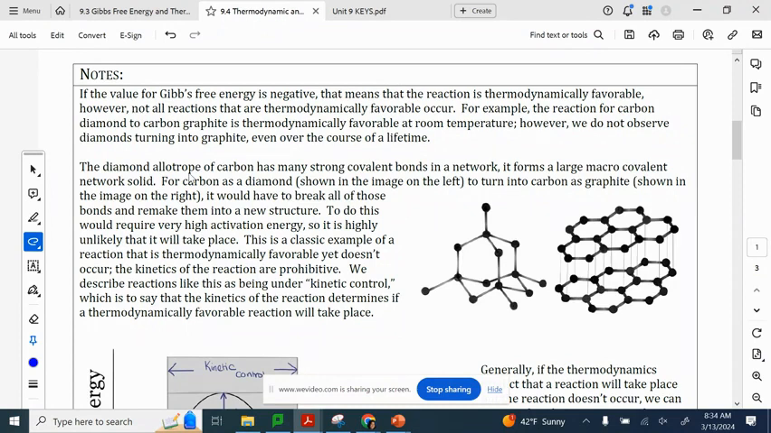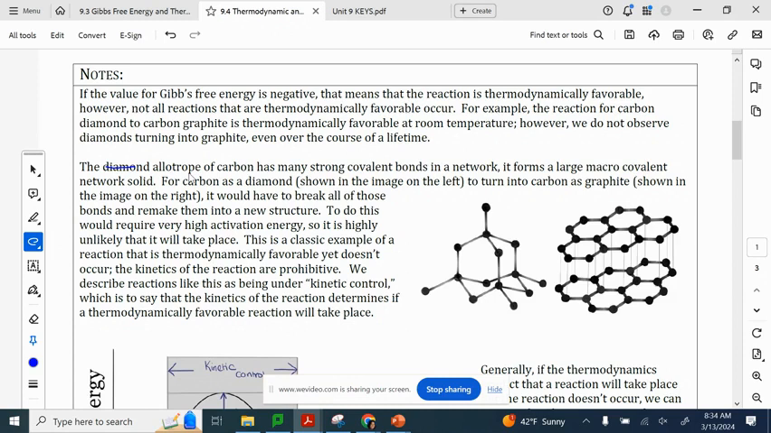So the allotrope of carbon has many strong covalent bonds in its network. It forms a large macrocovalent network solid. Remember, diamond and graphite are two of your covalent network solids that I told you need to have memorized for the year. The other ones were like silicon dioxide and silica or something. We'll get back to those later this year. But those are ones that should be kind of in your brain as a little bit of a red flag that when you see those, you're like, oh, yeah, there's something special about these.